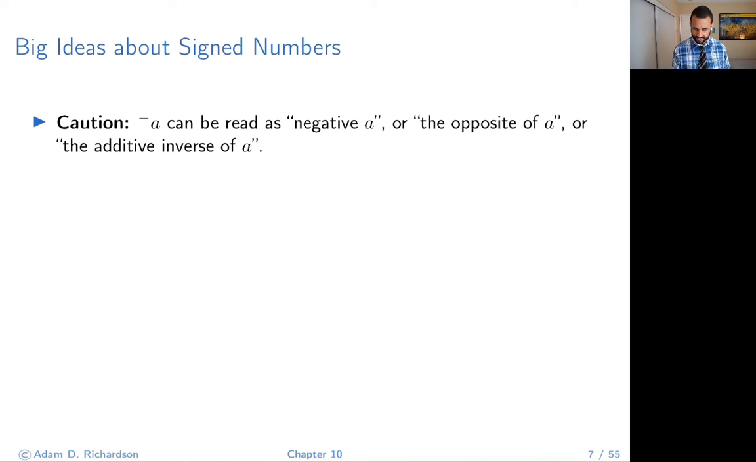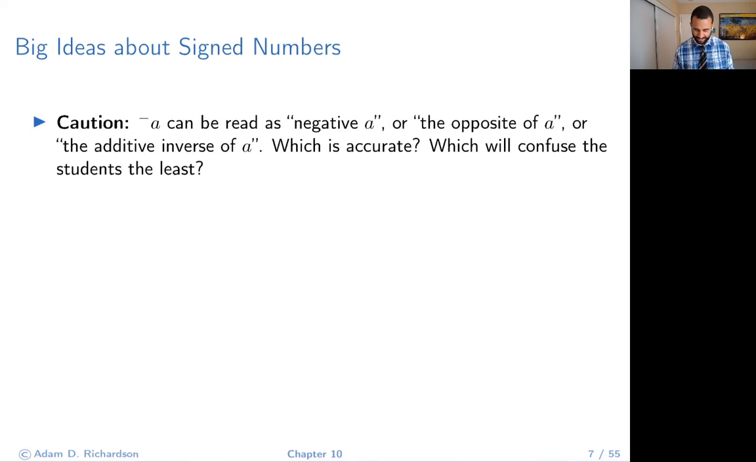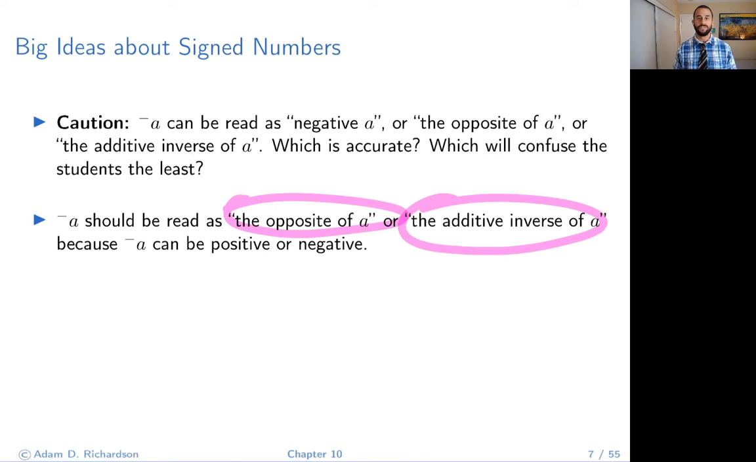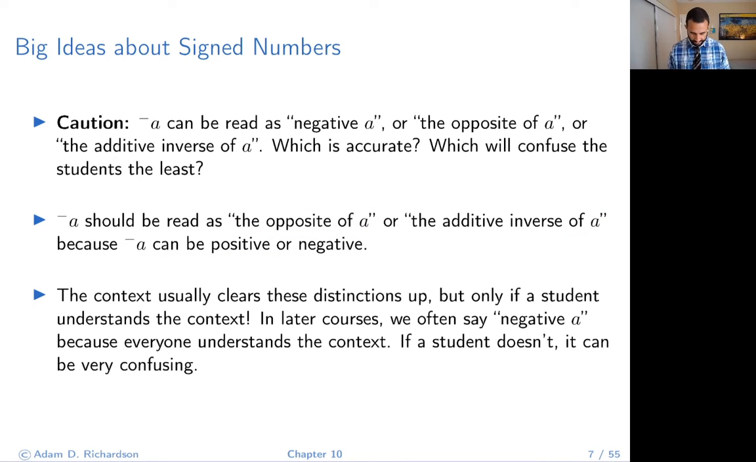Okay, so this is just what I was saying on the previous slide here. You want to be cautious because this symbol can be read as negative A or the opposite of A or the additive inverse of A. And I think I gave it away already, which is accurate and which will confuse the students the least. You should read it as the opposite of A or the additive inverse of A in those early stages when they're first learning about it, because this number can be positive or negative. Now, usually the context will clear these distinctions up. As adults doing this type of math, we can keep clear what we mean when we say negative A, positive A. But that only works if we understand the context, right? In later courses, we all understand the context, but if a student doesn't, it can be very confusing at an early age.